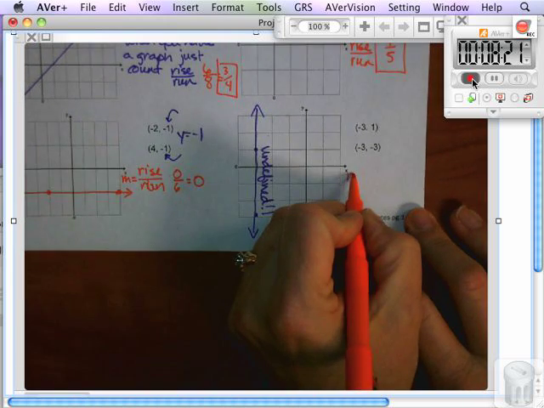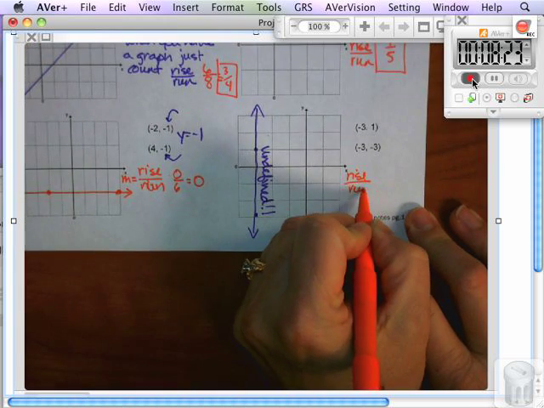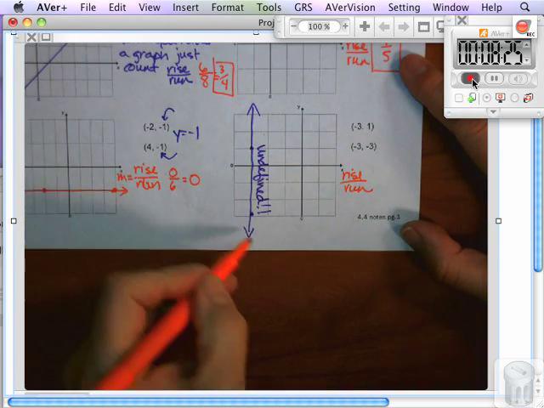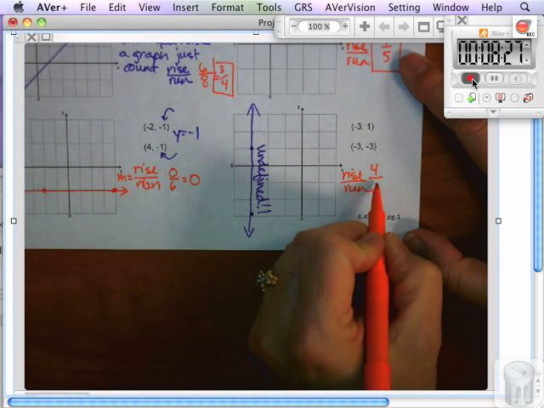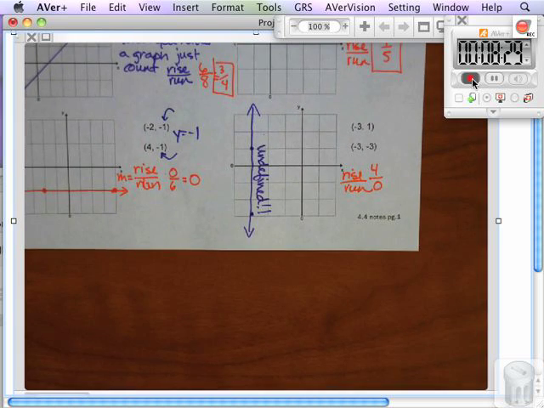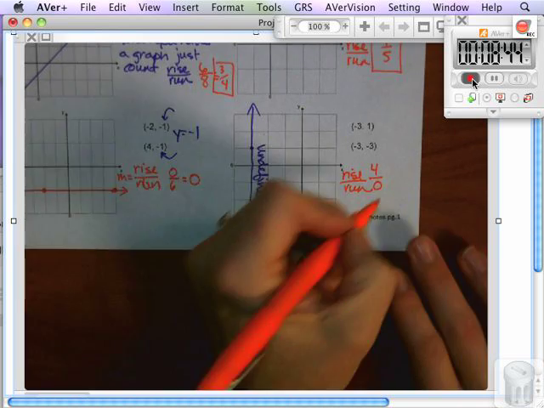If I were to do rise over run, just because, I could say the rise was 4, but the run is 0. What happens when you try to do 4 divided by 0 on your calculator? It says error. It's like, what are you trying to do? You want me to take 4 and divide it into 0 groups? You can't do that. It doesn't work. That's why it's undefined. So this slope is undefined.